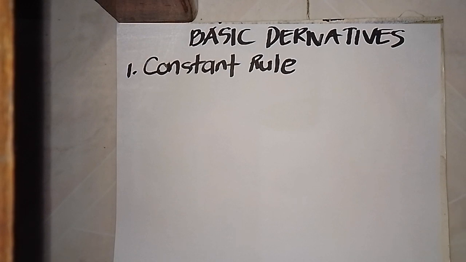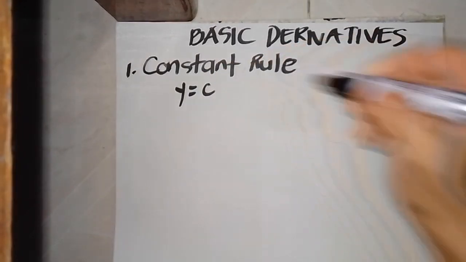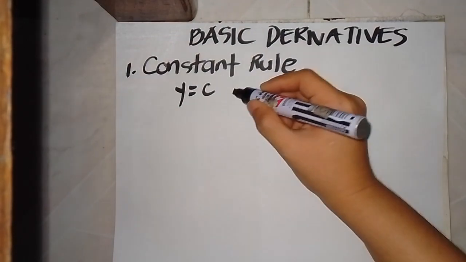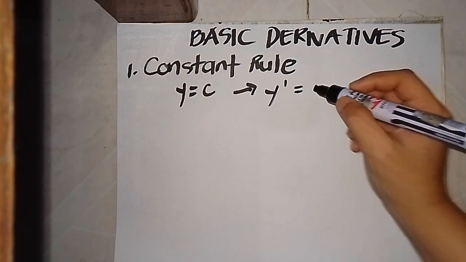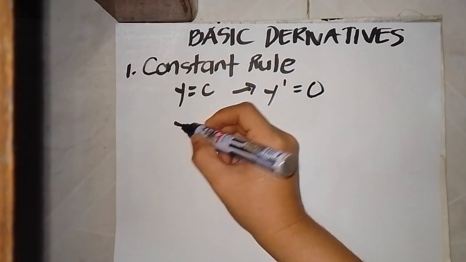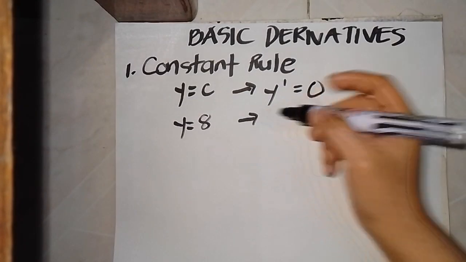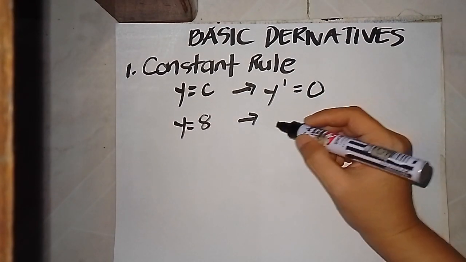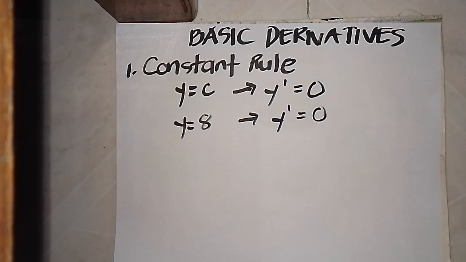So the first one is the constant rule, where it says that if y is equal to c, or any constant number, its derivative will always be equal to 0. So for example, we have y is equal to 8. What's the derivative of y is equal to 8? The derivative of y is equal to 8 will always be equal to 0.